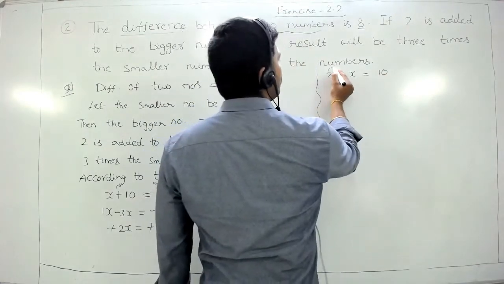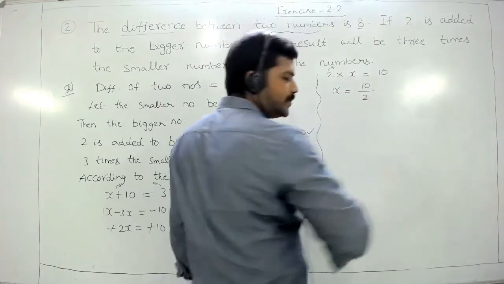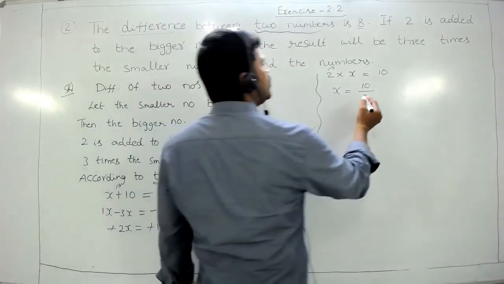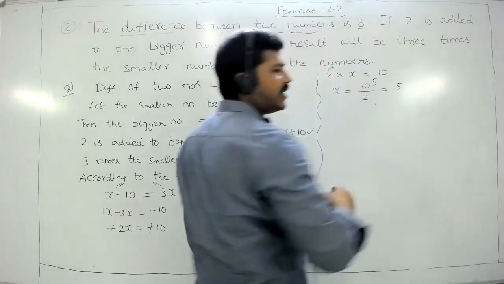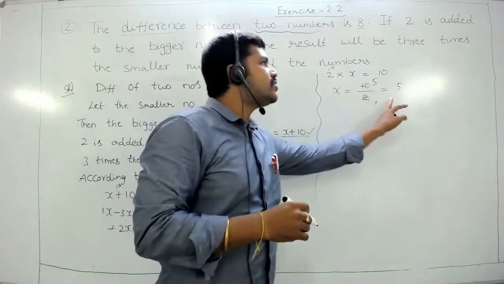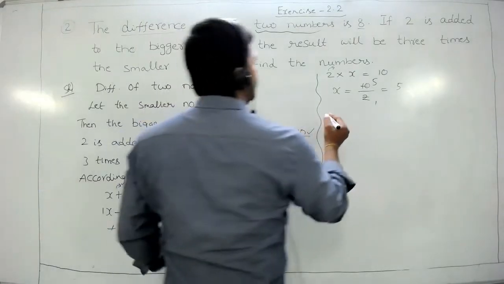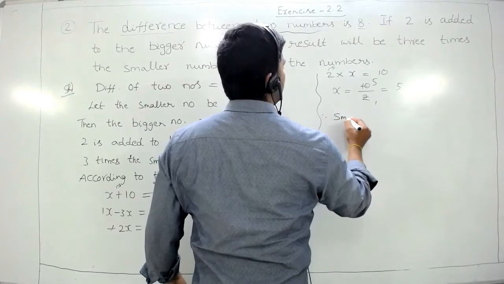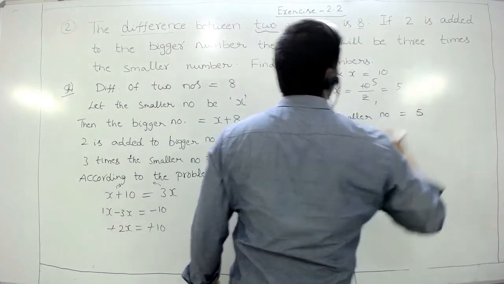Now 2 is multiplying, and it moves to the other side, that is, transposing: 10 by 2. 2 fives are 10, so that is 5. So we got x is equal to 5. What is x? The smaller number. Therefore the smaller number is equal to 5.